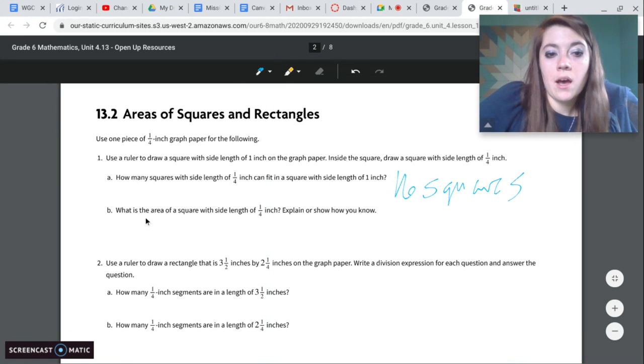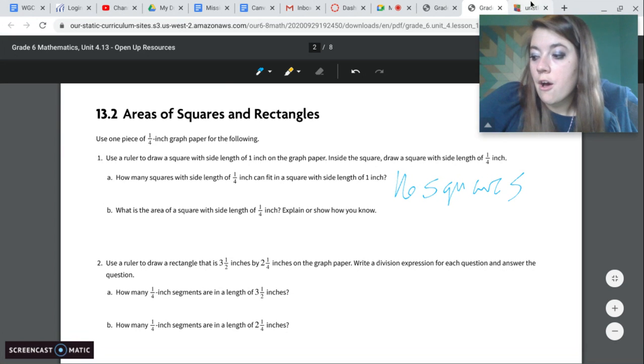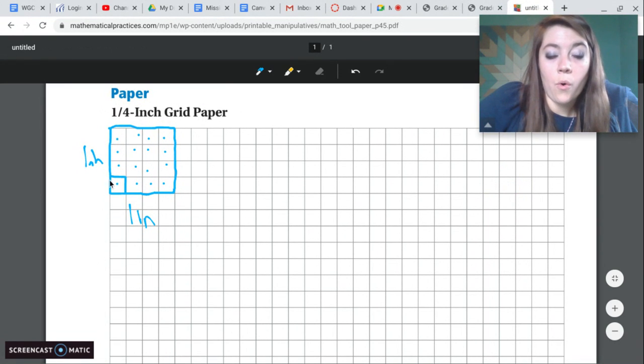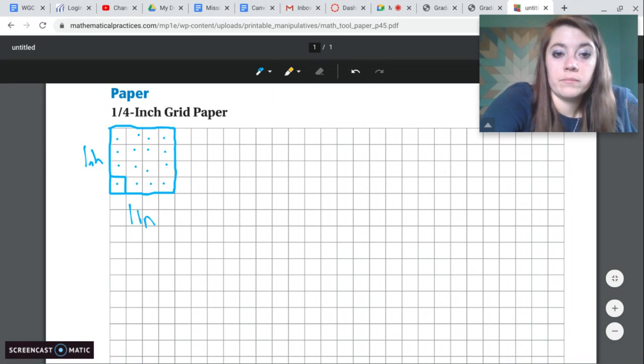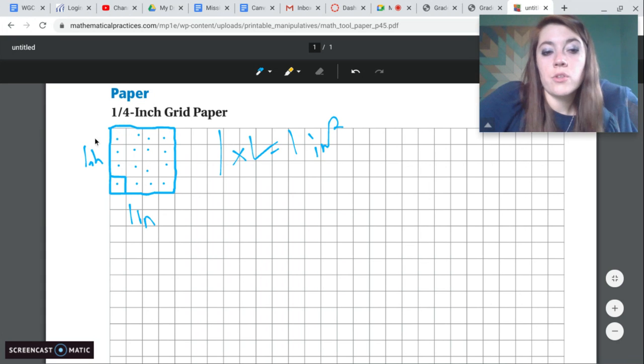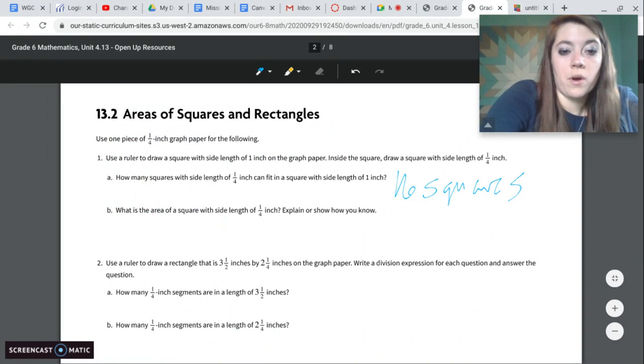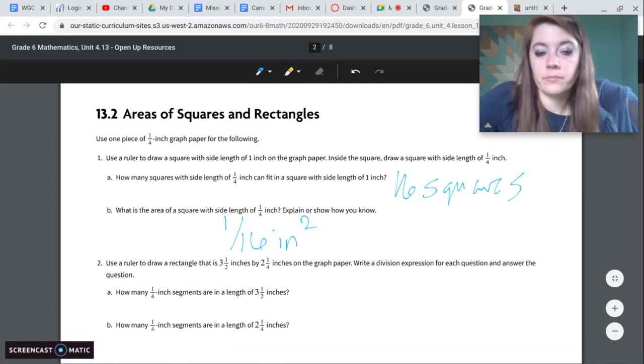Now, what's the area of a square with the side length of 1/4 inch? Well, if the area of the whole thing is 1, because 1 times 1 equals 1 inch squared. So the whole area of this square is 1 inch squared. And if one of these is what we're looking at the area of, and there's 16, the area is 1/16 inch squared.